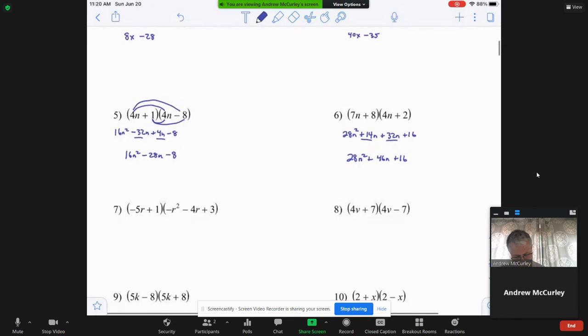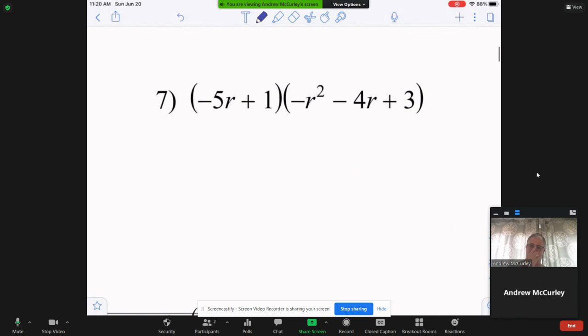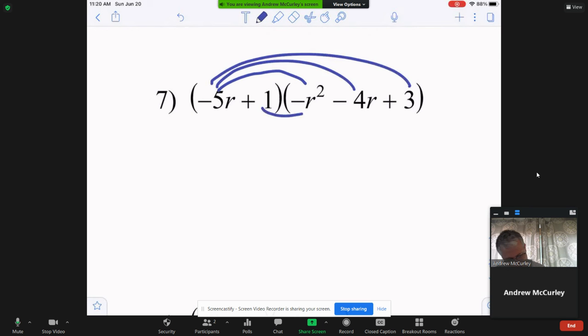All right. What if we have a trinomial? This is a binomial times a trinomial. Here's what I like to do, and I kind of alluded to this before, but I got to distribute this to this to this, and then this on the bottom. Kind of looks like a clam shell. But anyway, negative 5r times negative r squared. So that's going to be 5r cubed, then minus, so plus 20r squared, minus times a positive, so minus 15r. That's the top part.